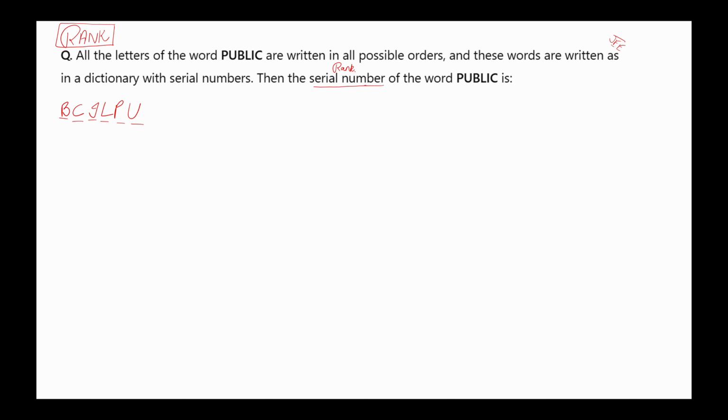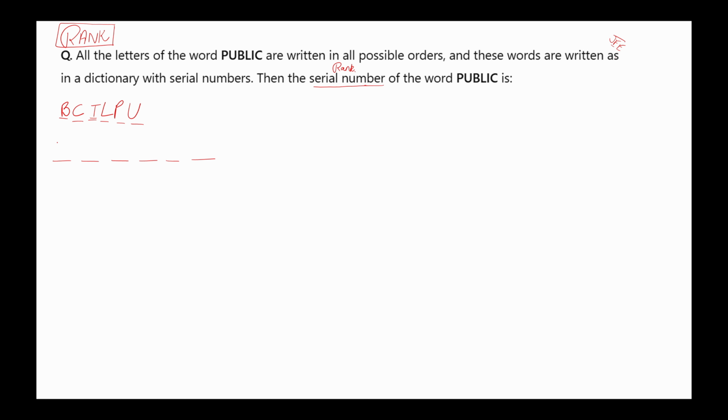I hope you are understanding this. Right now I haven't done anything; firstly I'm just arranging it in dictionary order. Now to find out my rank, I have to first fill in one letter, then find out the number of ways in which the other letters can be arranged, and then continue on till I find the word PUBLIC.